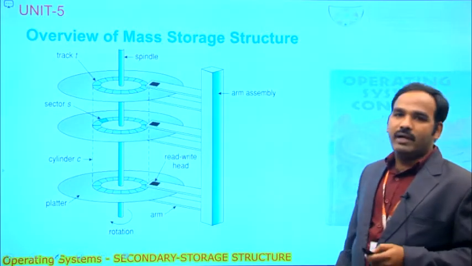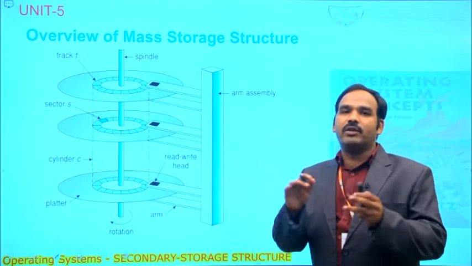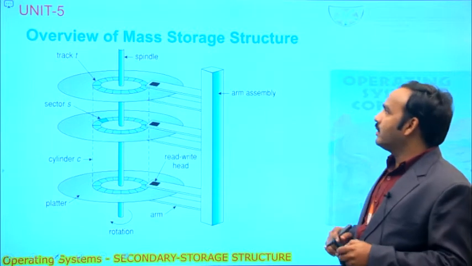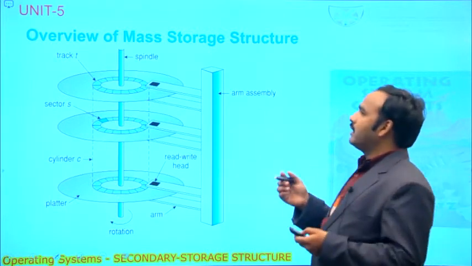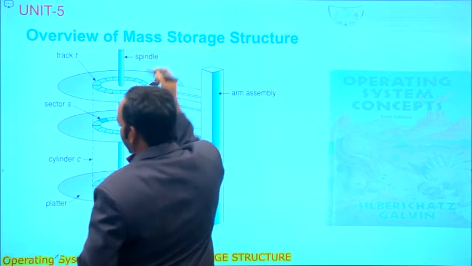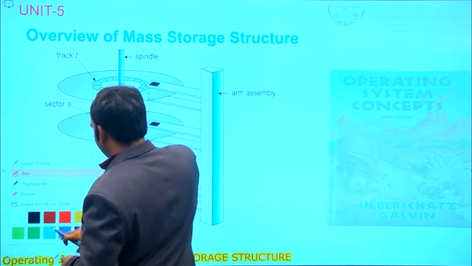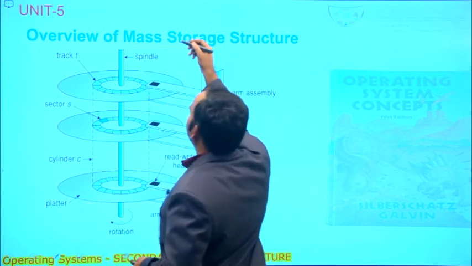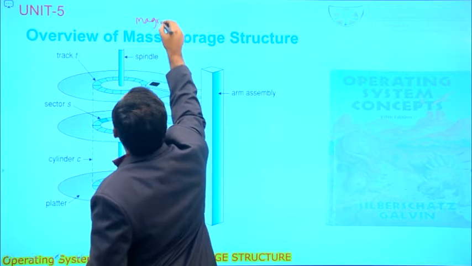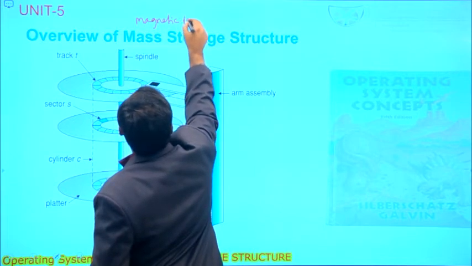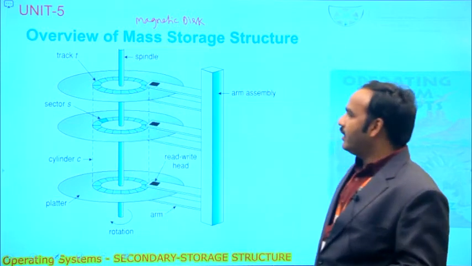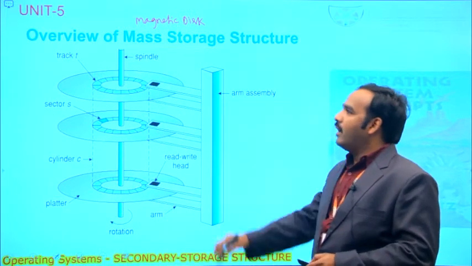Now coming to the physical structure of the mass storage. Mass storage means magnetic disk. What is the physical structure of a magnetic disk, a hard disk?